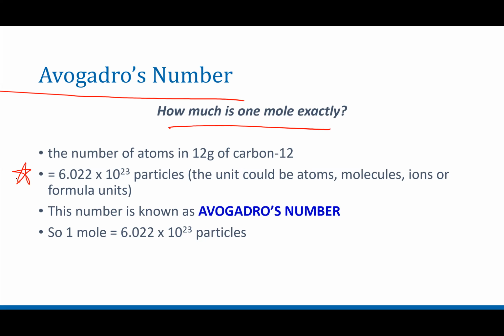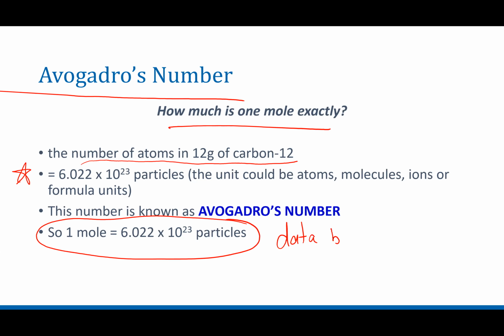This number, you might be thinking, what a weird number, 6.022 times 10 to the 23. Well, this is known as Avogadro's number, and it's equal to the number of atoms in 12 grams of carbon-12. This number is in your data book. You do not have to memorize it. It's a constant, like gravity or pi, the speed of light, for example. It's a number that doesn't change. It's a constant.